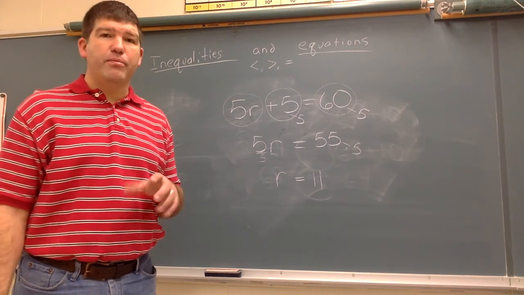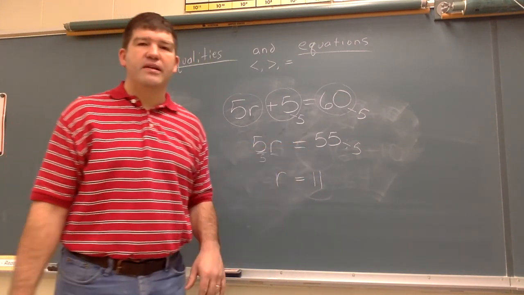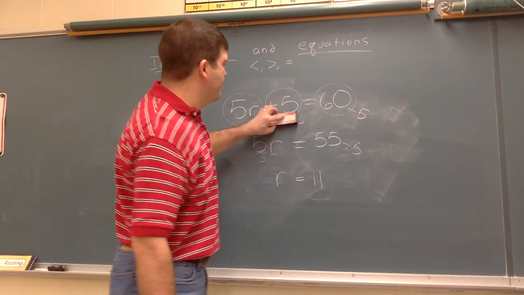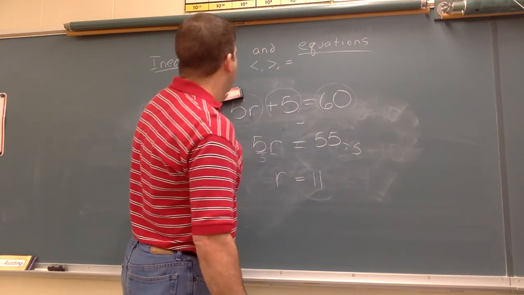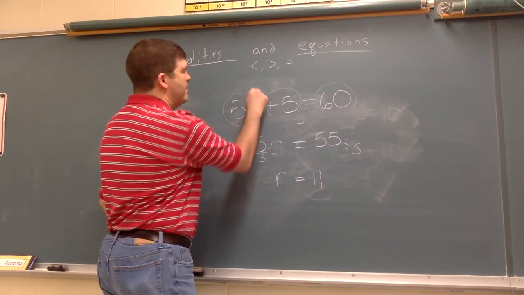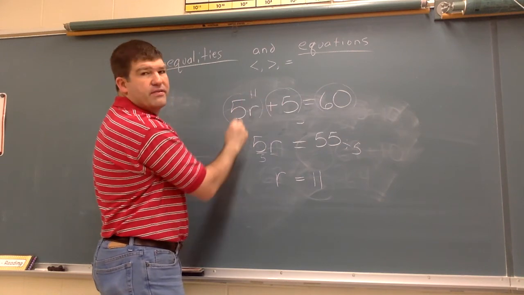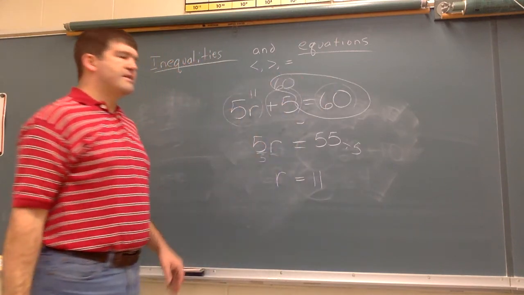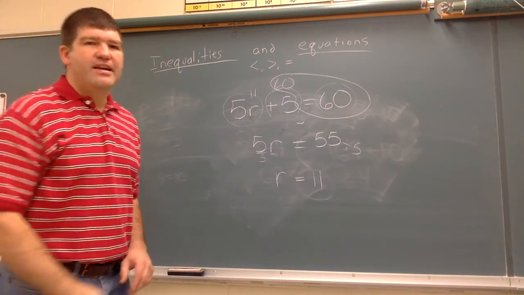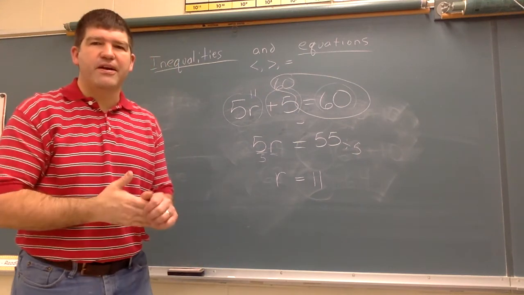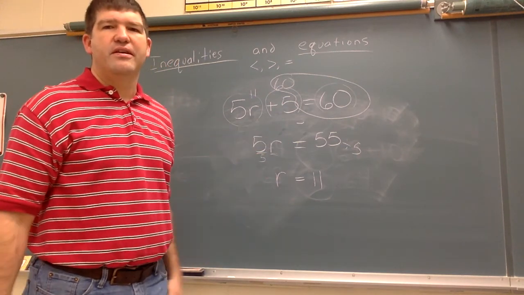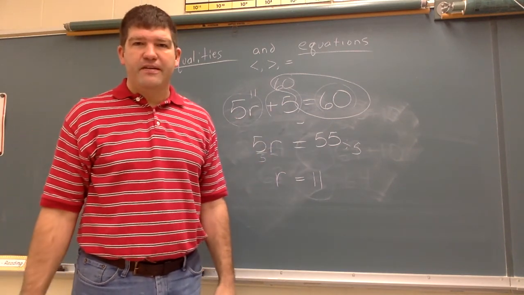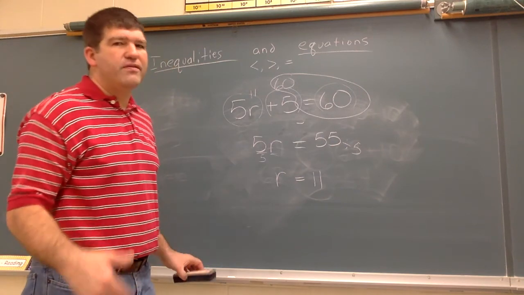So now I have what my variable is to make these equal. r equals 11. So I'm going to go back up here and see if this is 11: 5 times 11 is 55, plus 5 is 60. 60 equals 60. 11 is the variable. That's the value of the variable that makes this an equation, makes it equal. All right. Cool. Solve for whatever the variable is.